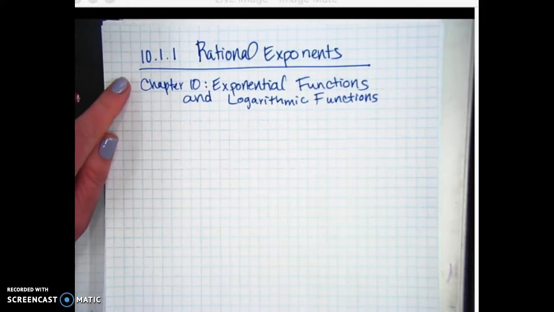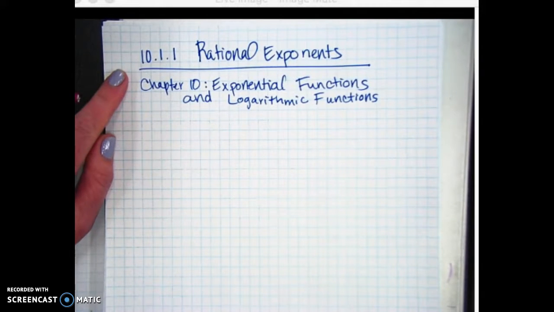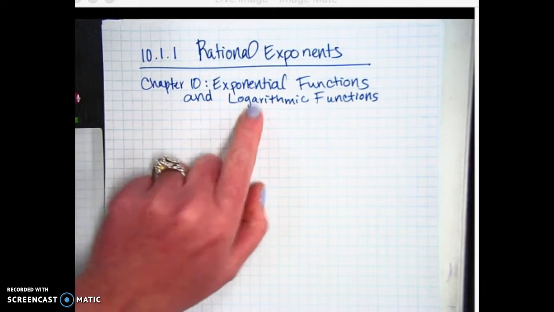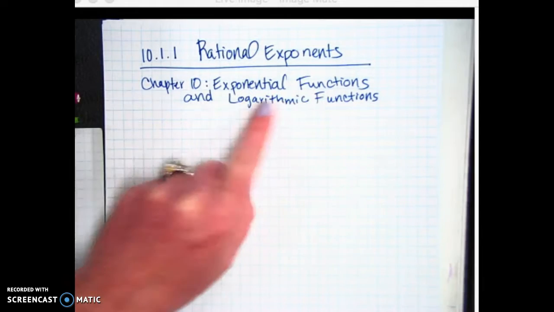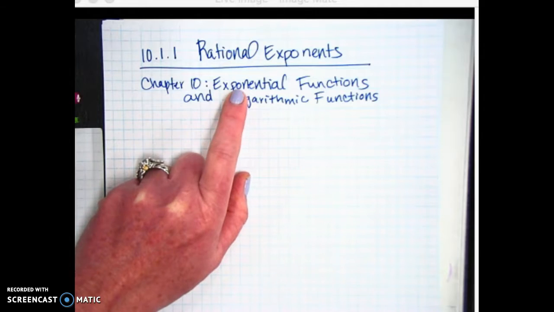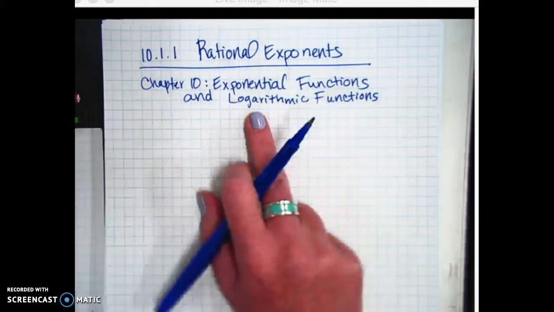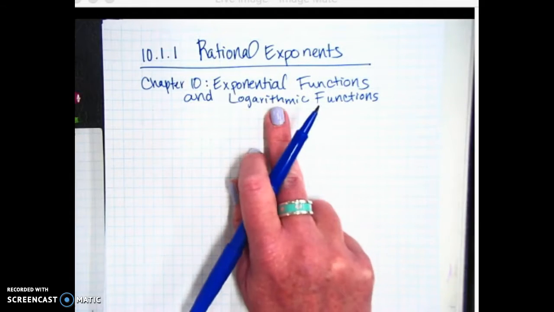One is called Rational Exponents. So today we're going to be talking a lot about exponents and what that does. But the whole chapter is called Exponential Functions. Again, dealing with exponents. And then towards the middle end of the chapter, we're going to get into logs.